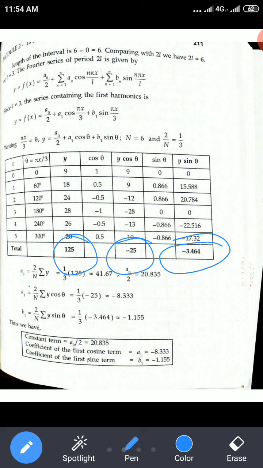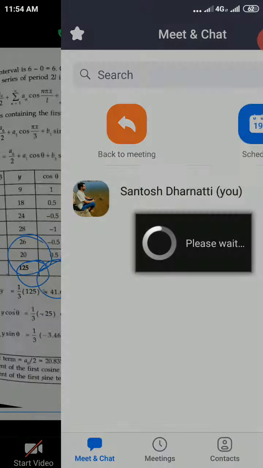So a naught is 2 by n times the summation of y, which is 125, that is 41.67. a1 is 2 by n times the summation of y cos theta. So y cos theta is minus 25, and 2 by n is 1 upon 3. You write it there.